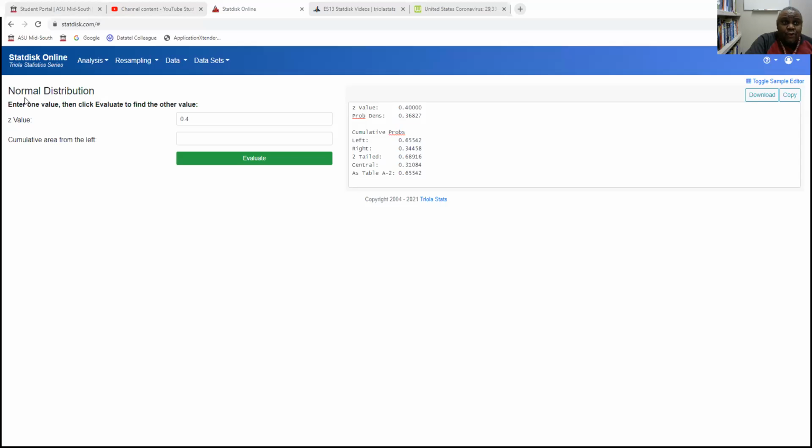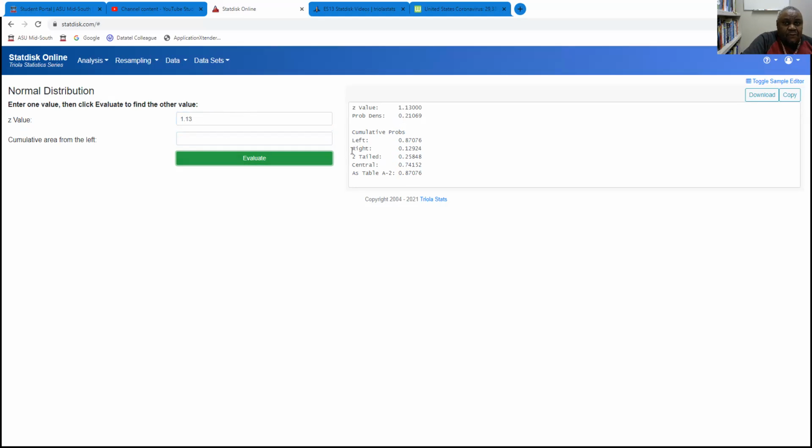Okay, so let's go back to StatDisk. All right, we're already under normal distribution still because it is a normal distribution. The z-value here will be 1.13. We're going to type that in. Okay, I can leave the cumulative area from the left blank. Click Evaluate. On the right-hand side, you'll see your cumulative probabilities.